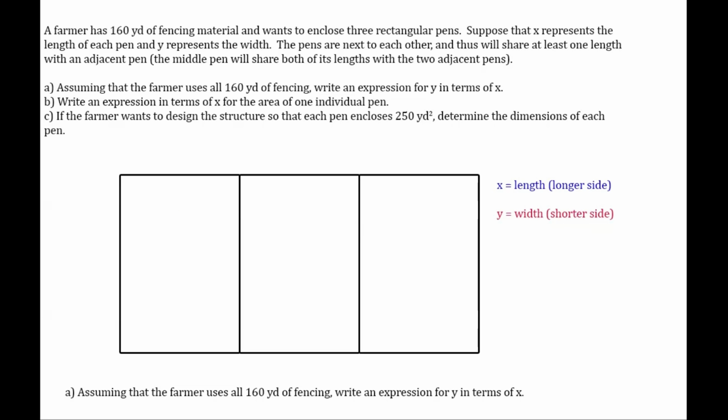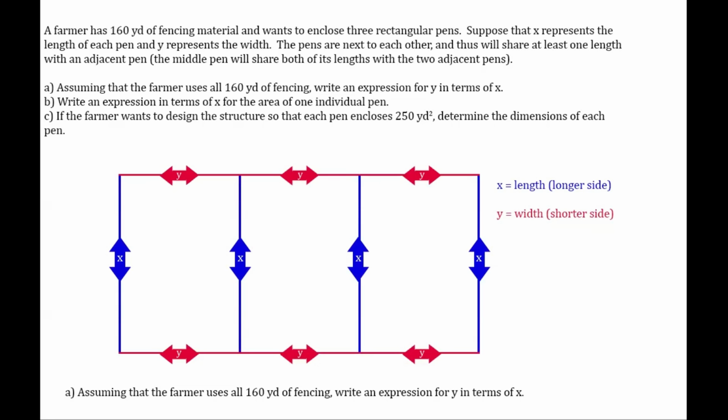So let's label that. The x's are all the longer sides, which would be these. And then y would be the widths, which would be those. And let's just double check and make sure this fits with what we have here. So the pens are next to each other, check, and thus will share at least one length. So they should share at least one x with an adjacent pen.